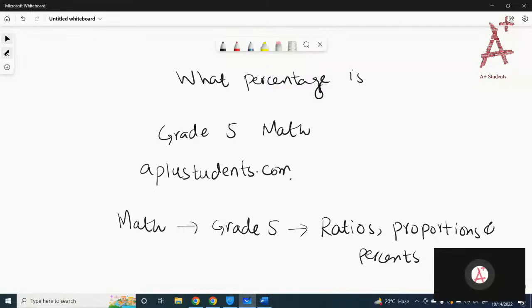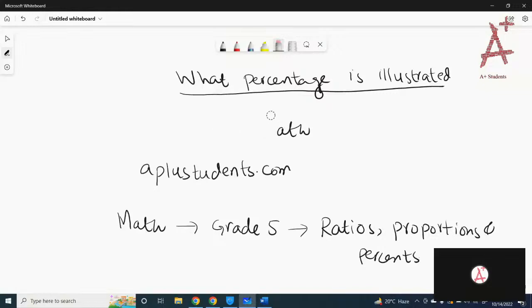What percentage is illustrated. So please make sure before starting the lesson you have your notebook and pencil so that you can note down the important points on your notebook. Got it? So let's start with the lesson.